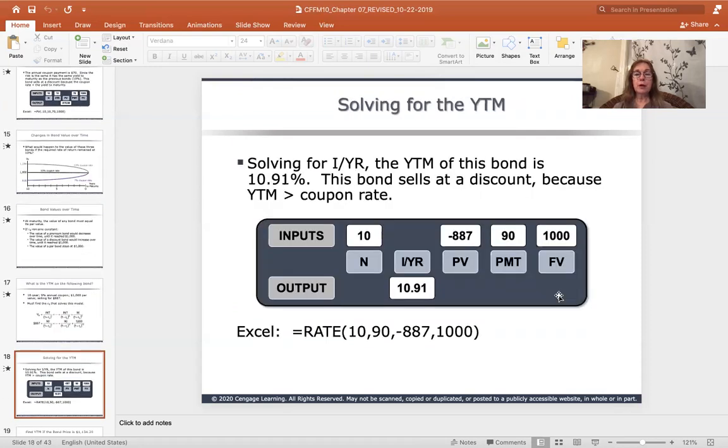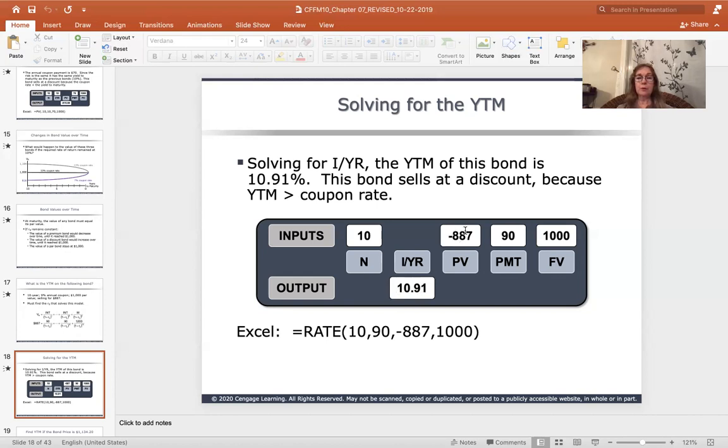Now you can also calculate, in addition to calculating the price of a bond, sometimes they'll give you the price and they'll ask you to calculate the yield to maturity. So in this situation, they're saying, well, this bond is selling for $887 and it's a 9% coupon. If I bought this bond, what kind of rate of return am I getting? That's basically what the yield to maturity is, my overall rate of return.